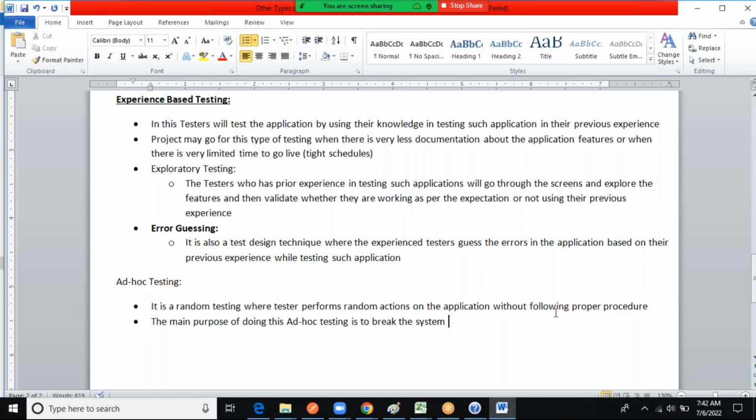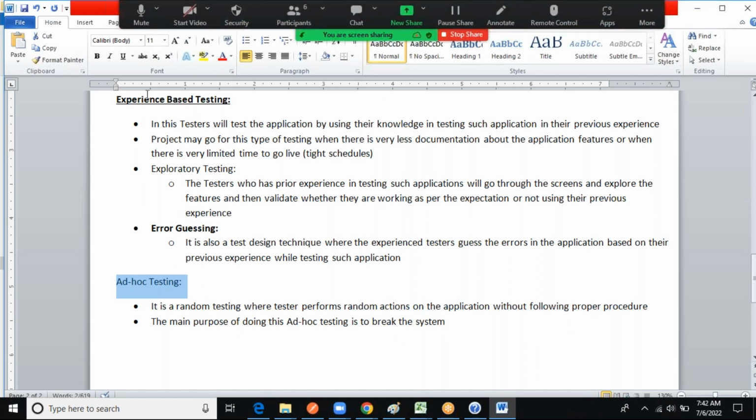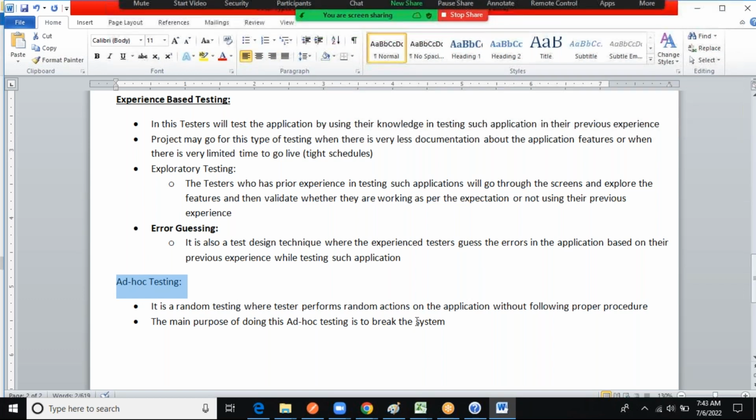So when I say there are no proper steps you follow, what is not required for ad hoc testing? To perform this ad hoc testing, something is not required because you are not going to follow any properly defined procedure. What are those things? Anyone? Requirement. Okay, requirement must be there because you will be testing those functionalities against the requirement, right?